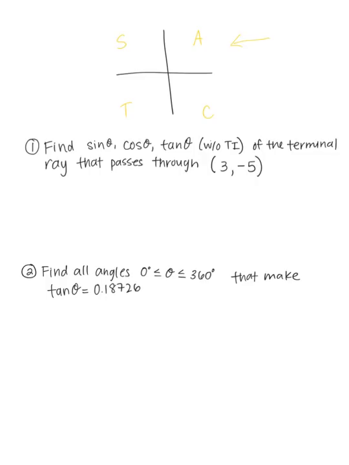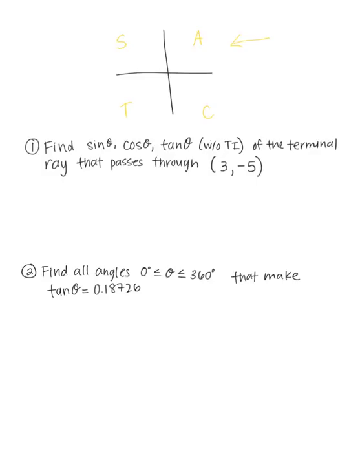Okay, and if you remember this from Algebra 2, what this means is that in the first quadrant, all functions are positive here. So sine, cosine, and tangent will all be positive here. Okay, in this quadrant, only sine is positive. Cosine and tangent will be negative. Here, only tangent will be positive. Sine and cosine will be negative. And then in the fourth quadrant, only cosine will be positive. Sine and tangent will be negative. Okay, so just remember that as we're going through.